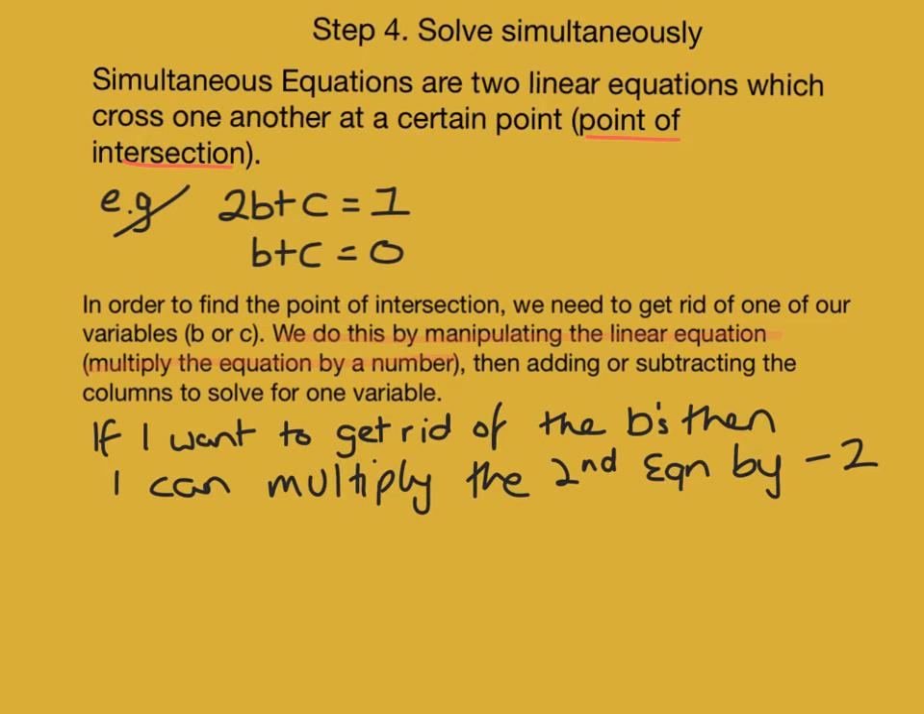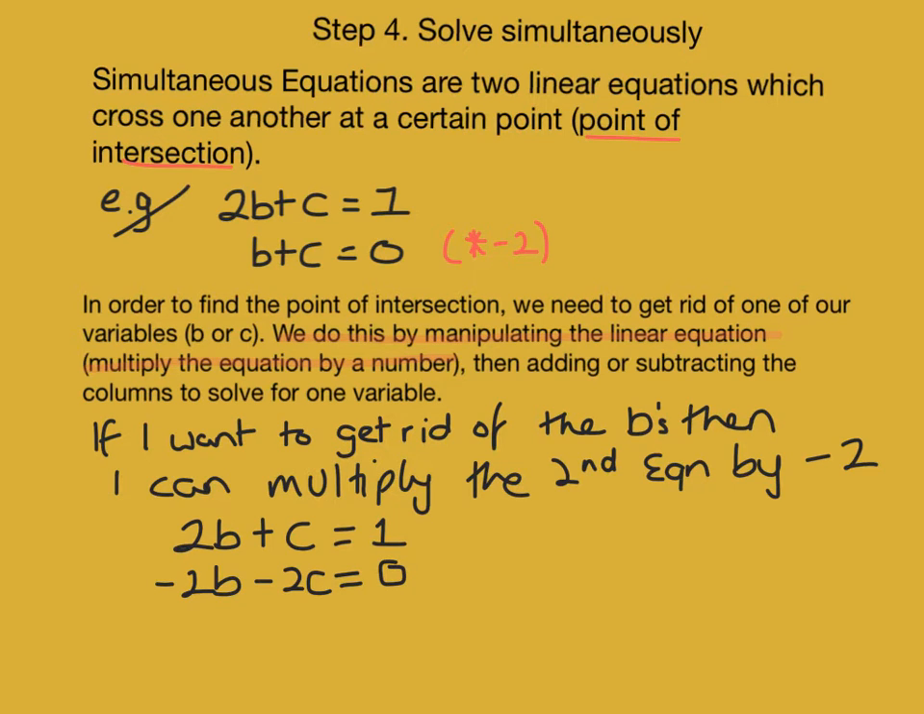So when I do that, I always say multiply by, and put a little star, -2. I'm going to write out the first line. So I have 2B plus C equals 1. And then in my second line, minus 2 by B gives me minus 2B. I always multiply the whole of the line. Minus 2 by C gives me minus 2C. And minus 2 by 0 just gives me 0.